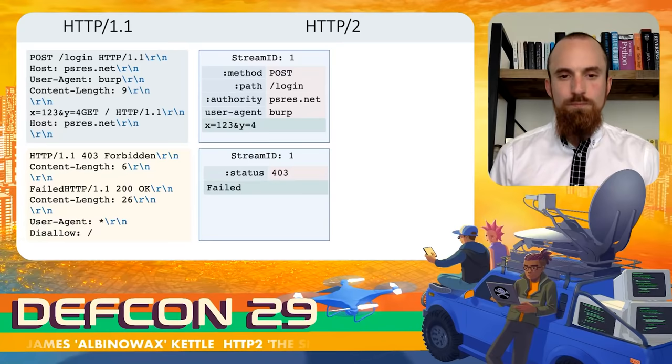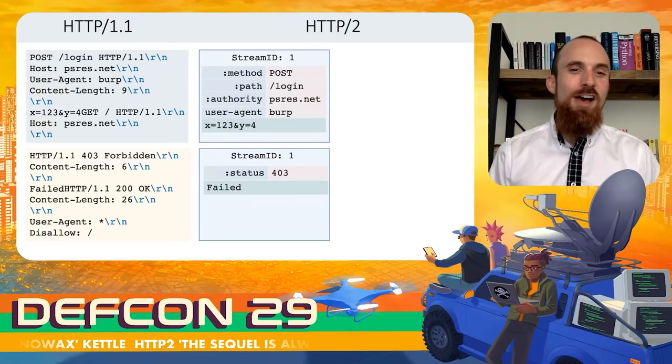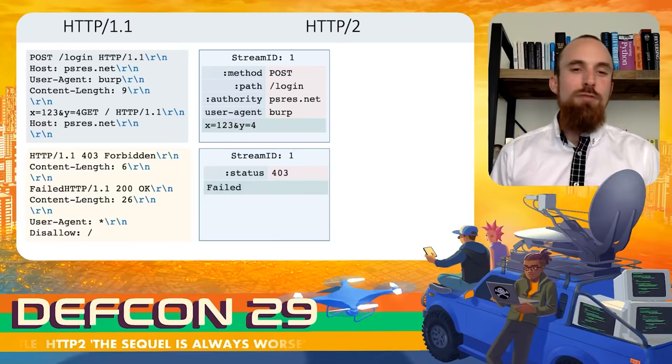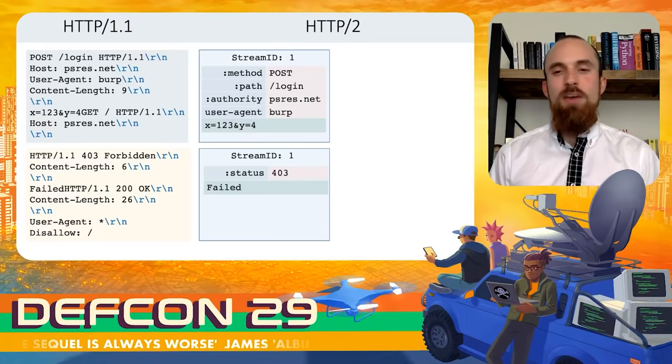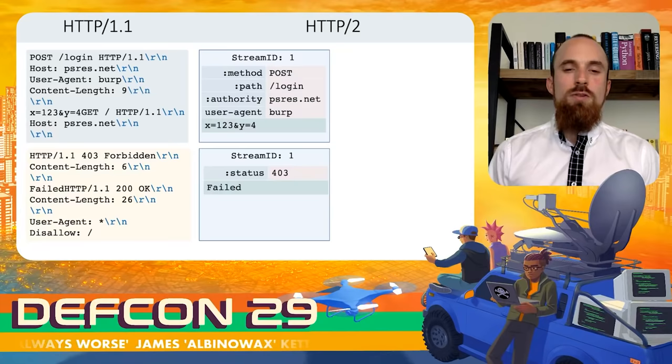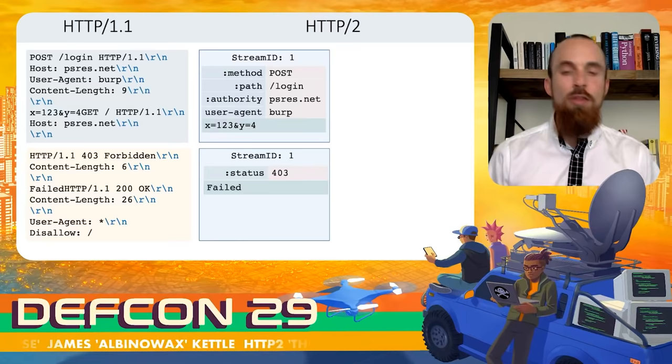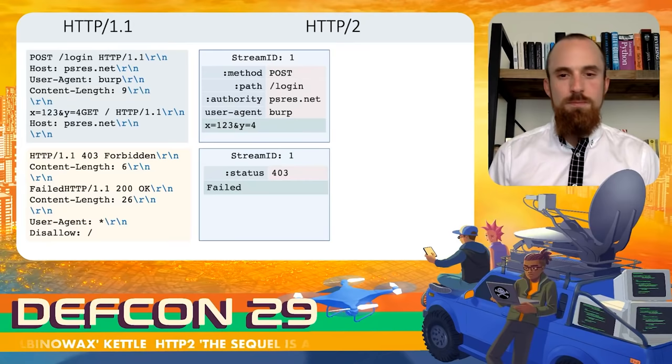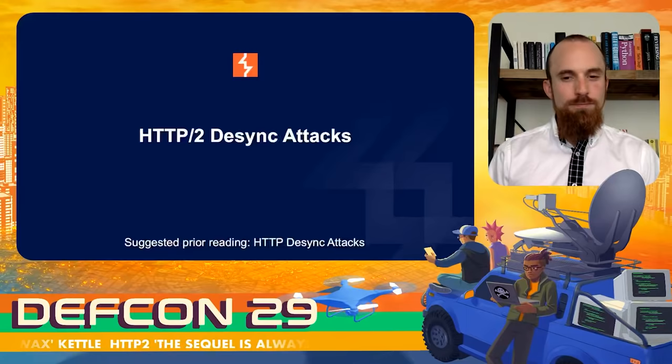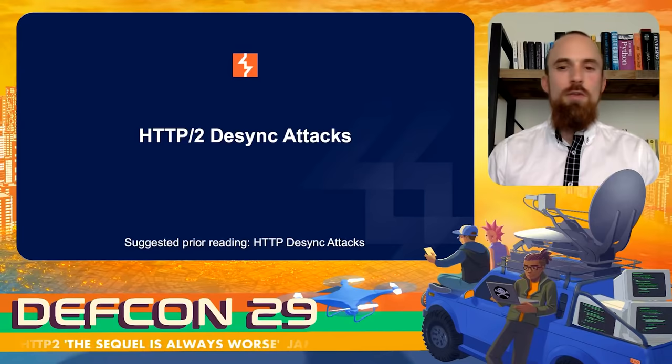H2, meanwhile, decides they don't like this because it is pretty sketchy, and instead they introduce this concept of streams. Every frame, therefore every request and response, has a label which tells you its stream ID. A stream is simply a request response pair. So that means that the server can send the responses back out of order, but thanks to the stream ID, the client can associate the responses with the appropriate requests. Like so. Now that we understand HTTP2, let's see what damage we can do.